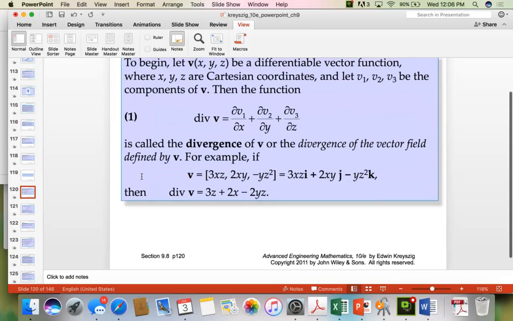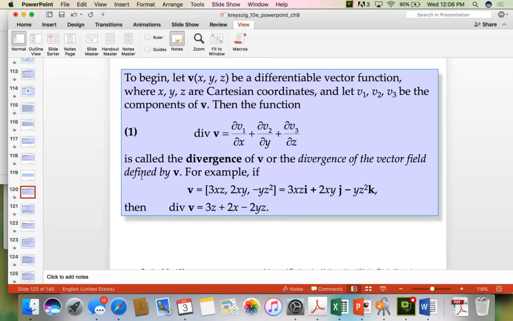Divergence is an operation that is done on a vector field or on a vector. So we have some vector in Cartesian coordinates x, y, and z, where v1, v2, and v3 are the components of v. When we take the divergence of v, we get the partial of v1 with respect to x, the partial of v2 with respect to y, and the partial of v3 with respect to z, and that is a scalar. Here is an example where we have this vector field and it's a multivariable function.